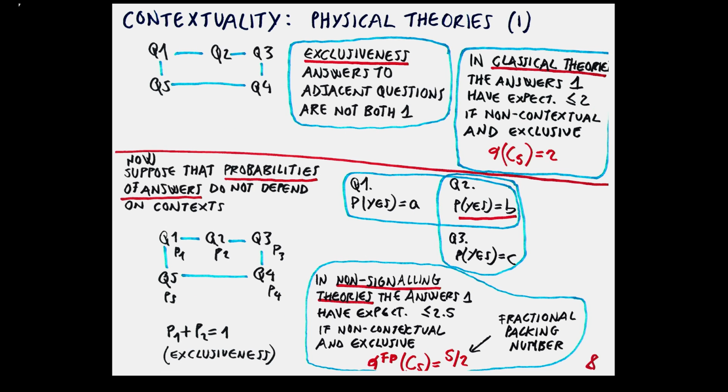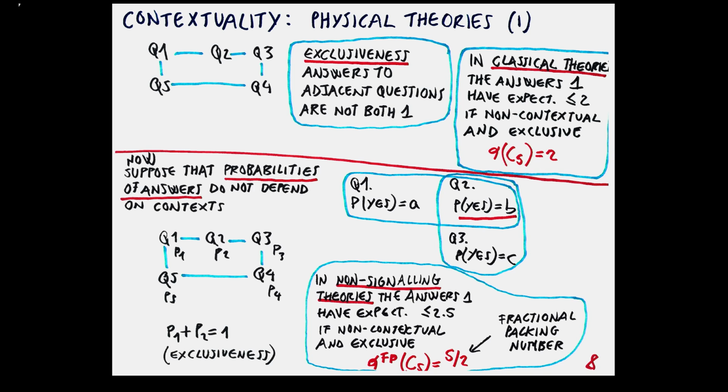Consider a compatibility structure formed by 5 questions, and each 2 of those adjacent form a context. So Q1, Q2 is a context, Q2, Q3 is a context, and so on. This is a pentagon, like C5, this cycle with 5 vertices that I considered before. Now, exclusiveness means that I could ask questions and I impose the constraint that answers to adjacent questions are not both 1. So if Q1 is 1, then Q2 cannot be 1, so must be 0. Q5 must be 0 as well. Then Q3, okay, can be 1 again, but then Q4 must be 0.